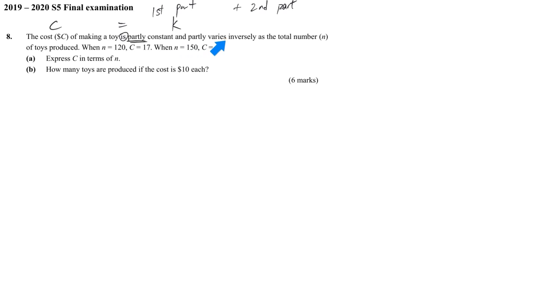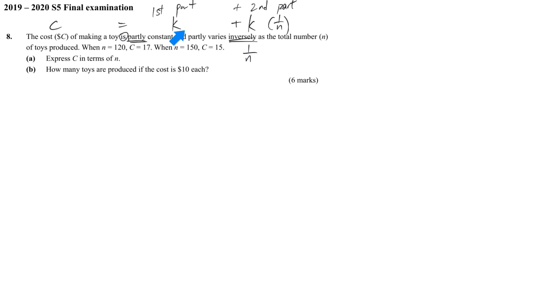And the second part varies inversely. That means the target varies in the opposite direction of the total number. So it's 1 over n. When n is getting larger, the cost is lower. When n is getting smaller, the cost is bigger. So this is k times 1 over n.